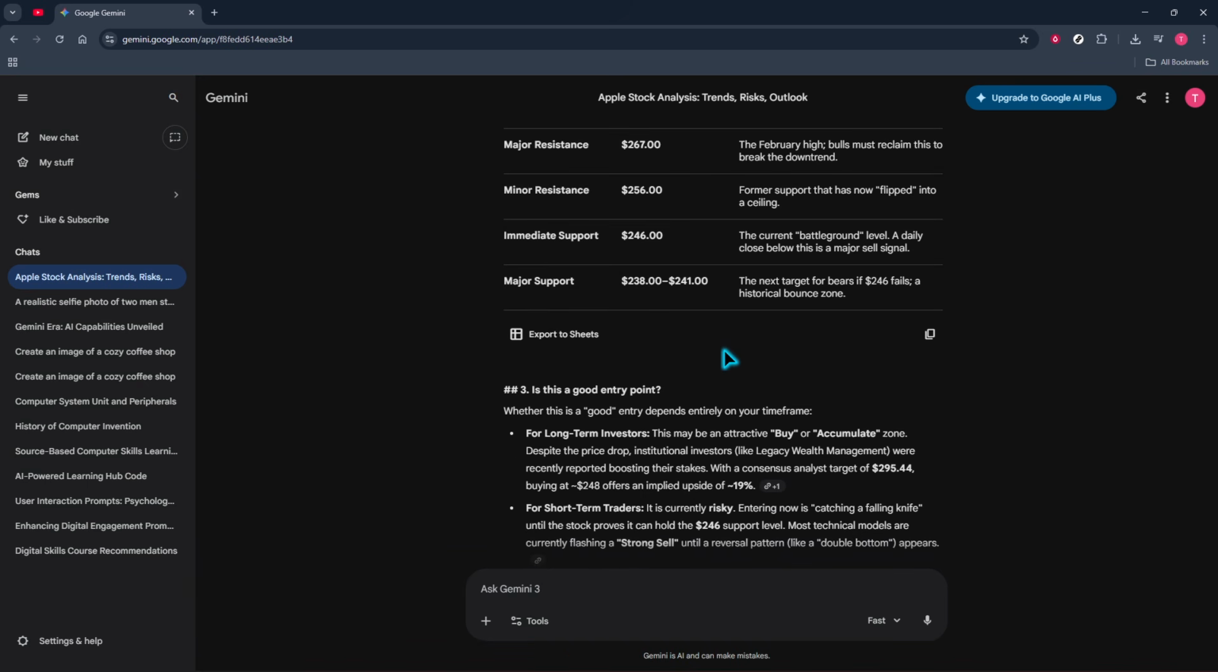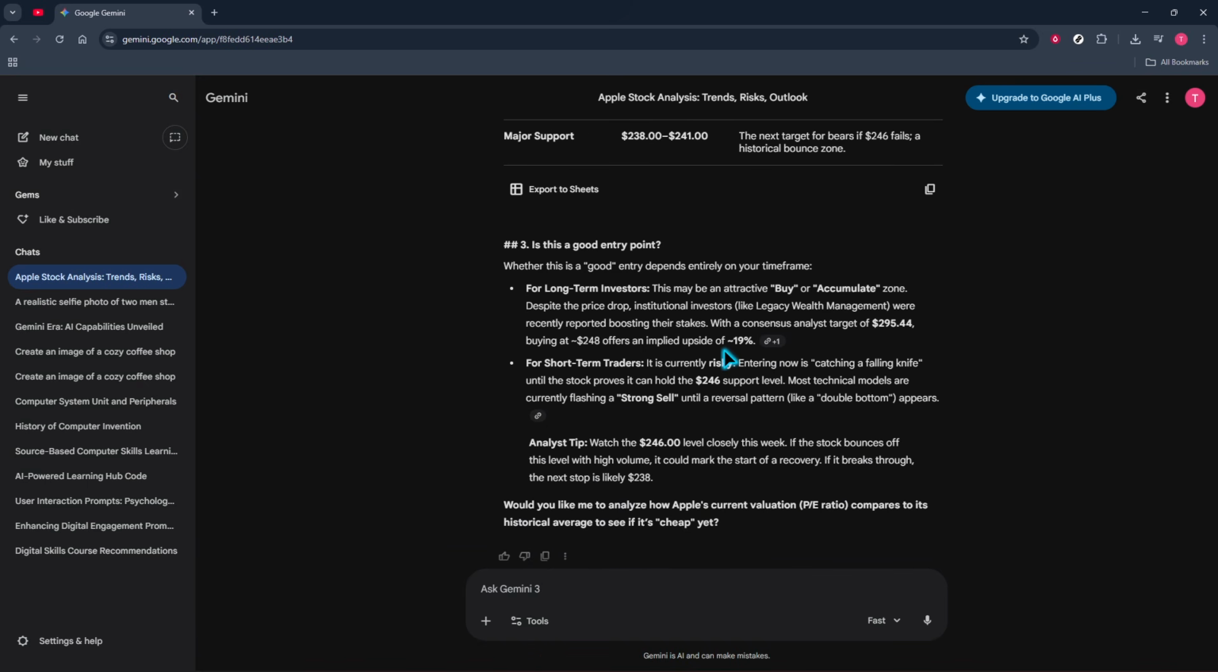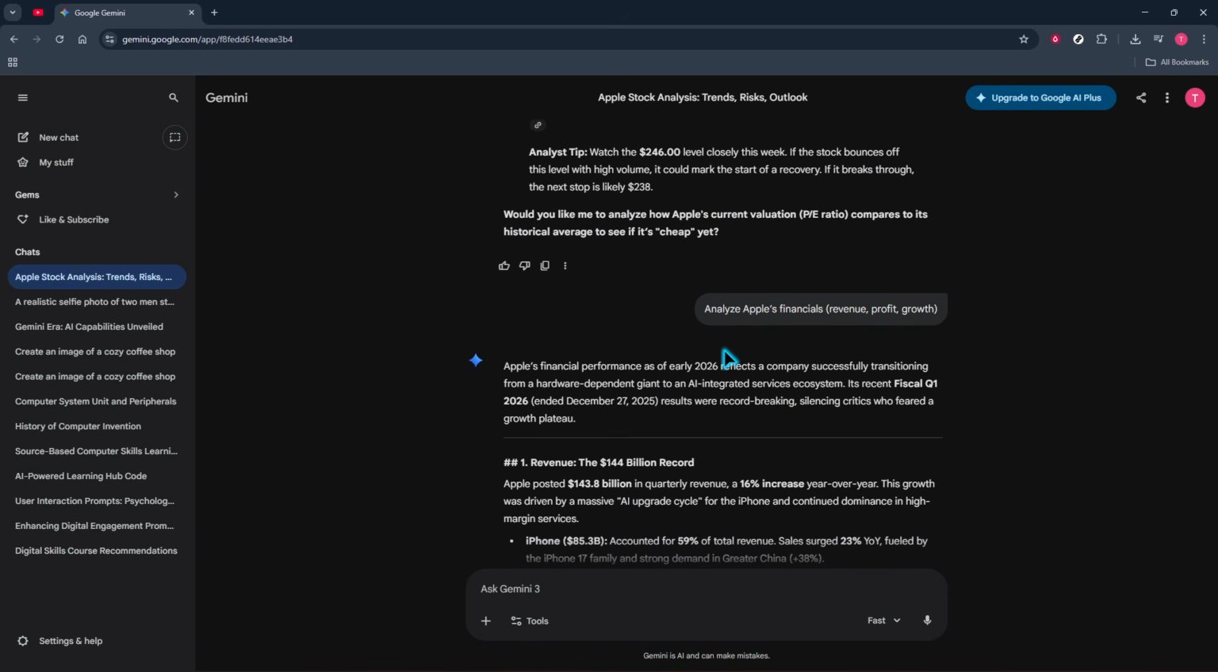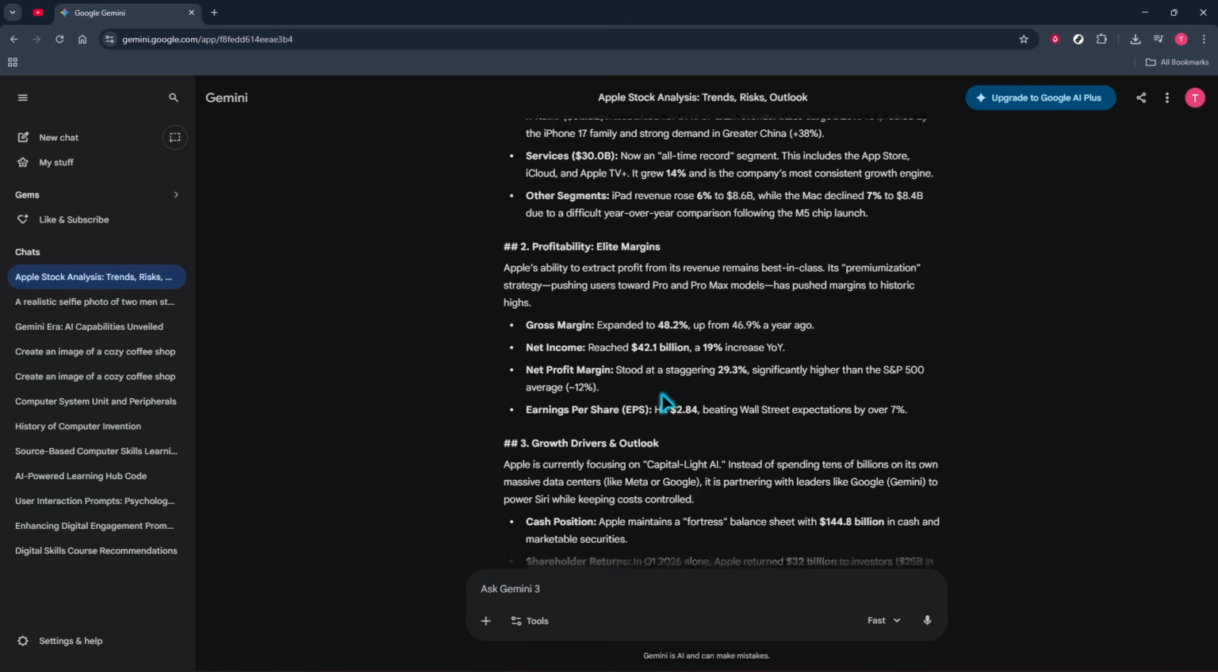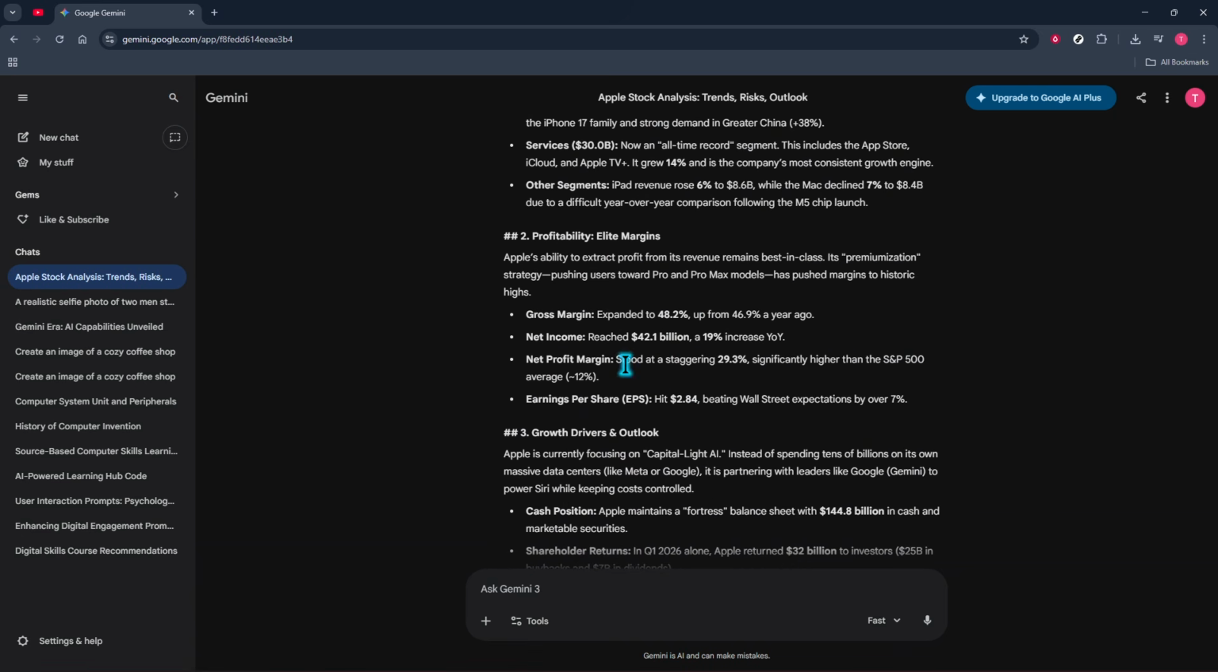For fundamentals, prompt, analyze Apple's financials, including revenue, profit, and growth. You'll often get revenue trends, profit margins, and commentary on growth potential. If you need more depth, ask Gemini to focus on the latest quarter or multi-year trends and request clear definitions so you understand each metric.